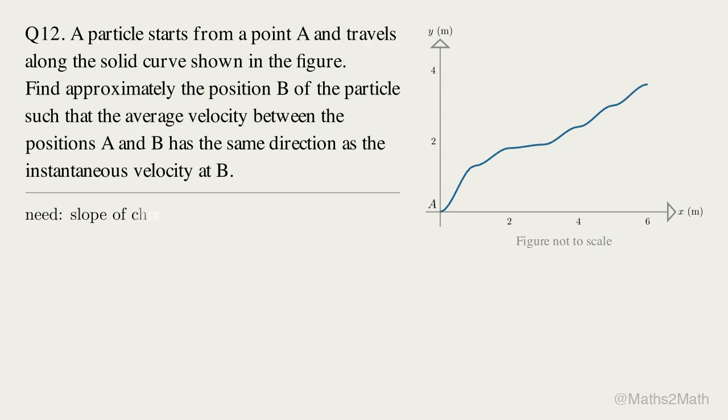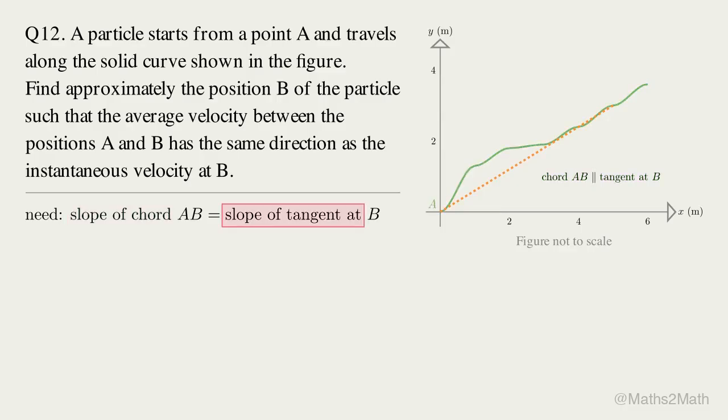The average velocity from A to B lies along the straight chord from A to B. The instantaneous velocity at B lies along the curve's tangent at B. Sliding along the curve, the chord and the tangent line up at about x equal 5 meters, y equal 3 meters. That is the point B.